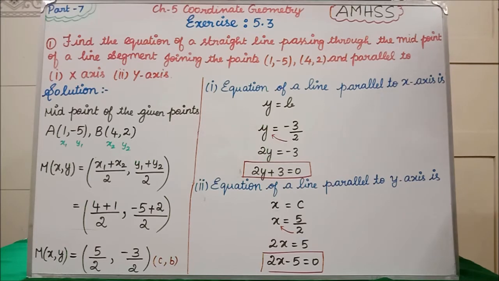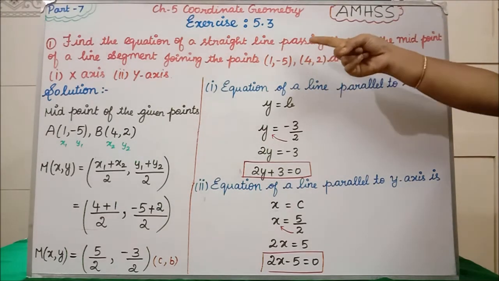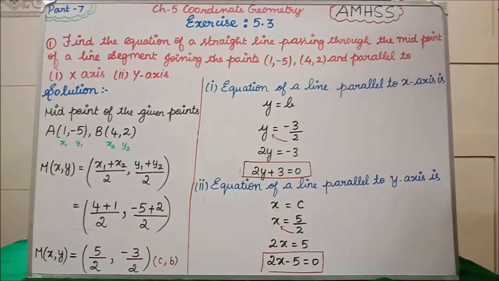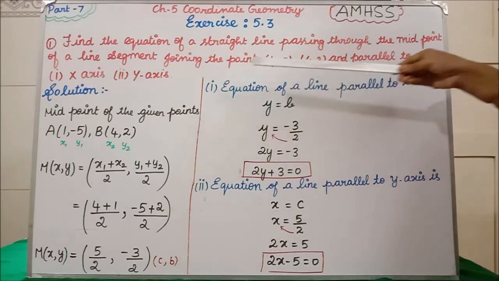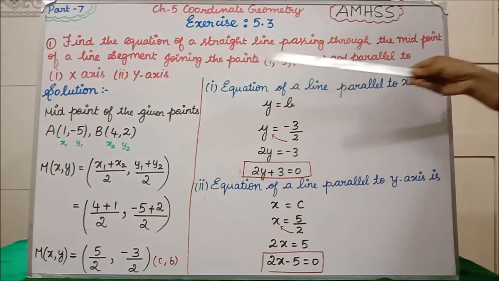I told you, the equation of a straight line should be in the form ax + by + c = 0. That form you have to use. But they have given that it passes through the midpoint of the line segment joining the points (1, -5) and (4, 2). So with these two points we are going to apply the midpoint formula and find the mid value. Clear?